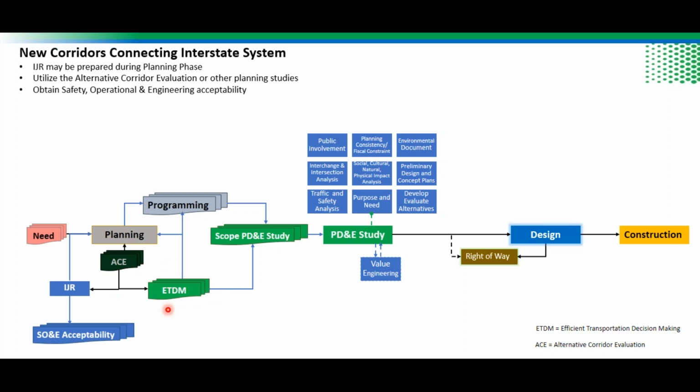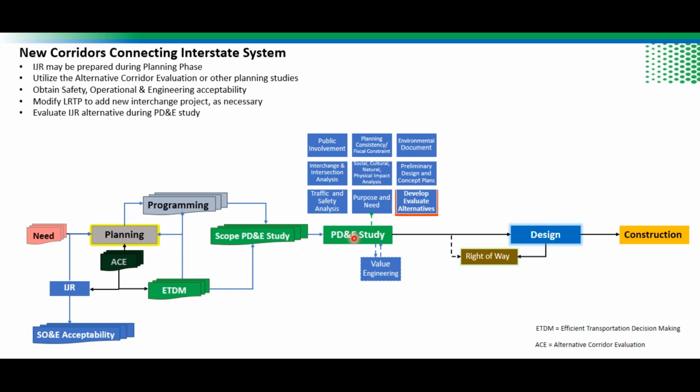Then after that, obtain safety, operation, and engineering acceptability, as Andrew has said. Then if the new interchange is justified, this process provides a flexibility where you can go and modify the long-range transportation plan to add the new interchange project as necessary, and of course move on with programming.